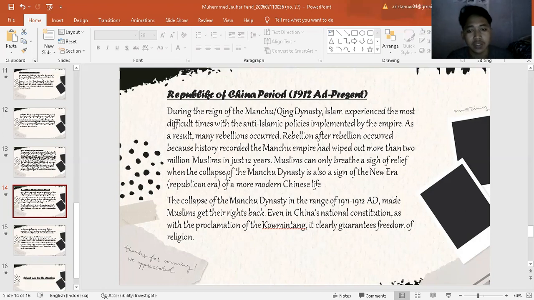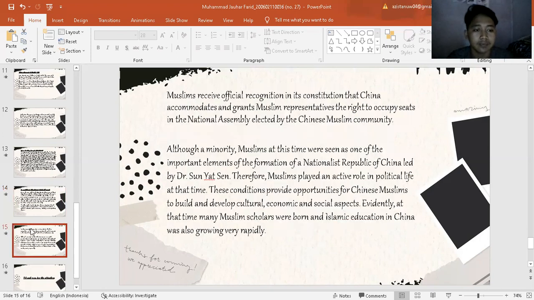Even in China's national constitution, as with the proclamation of the Kuomintang, freedom of religion was clearly guaranteed. Muslims received official recognition in the constitution, which granted Muslim representatives the right to occupy seats in the National Assembly elected by the Chinese Muslim community.